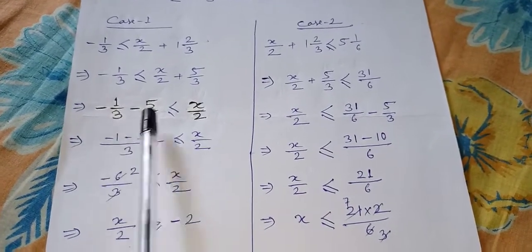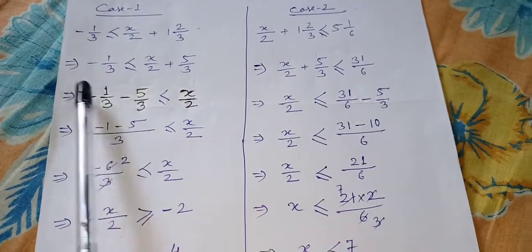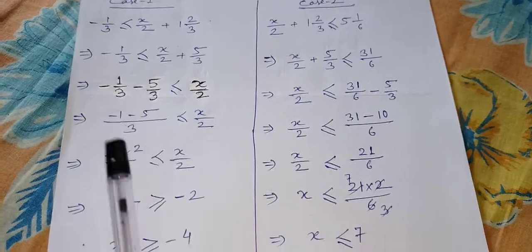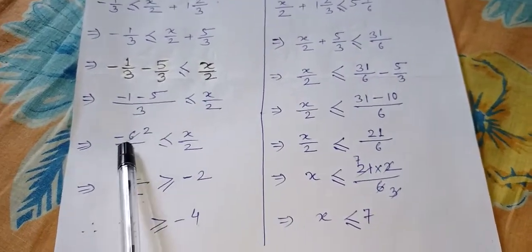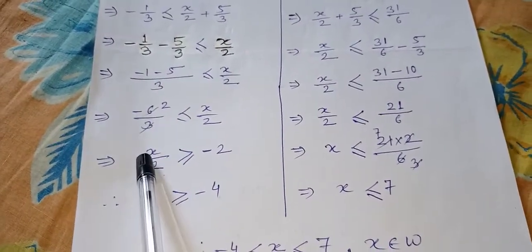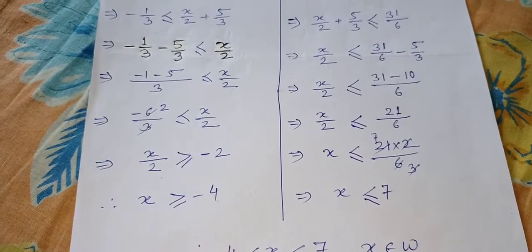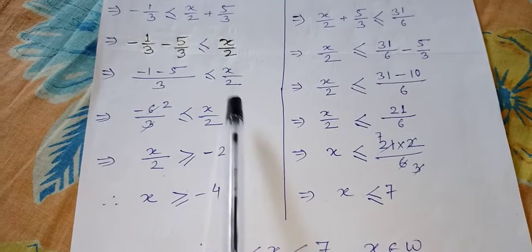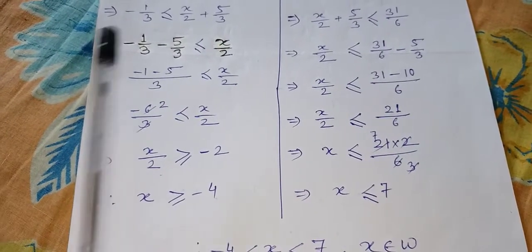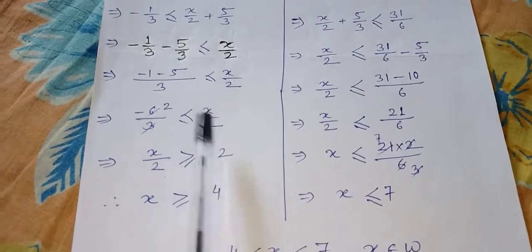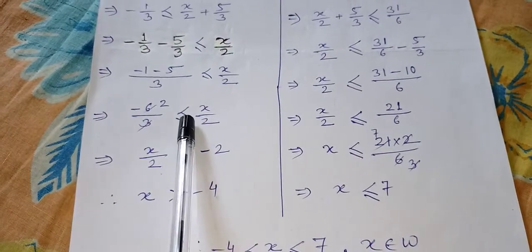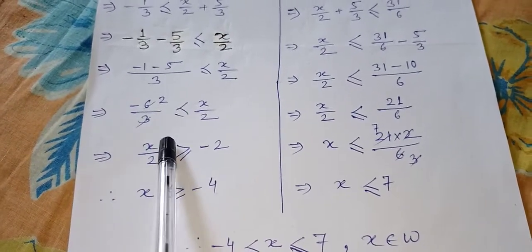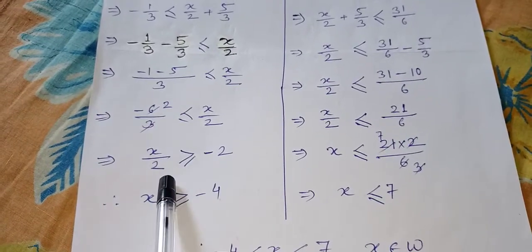Now the LCM of 3 and 3 is 3, and on the top we will have minus 1 and minus 5, less than or equal to x by 2. Minus 1 minus 5 is minus 6. Minus 6 by 3, if you cancel, 3 2s are 6, so minus 2 less than or equal to x by 2. But x should be on the left hand side. So I am going to bring x by 2 to the left hand side, but the symbol changes. The symbol was less than or equal to. Now the symbol has changed to greater than or equal to.